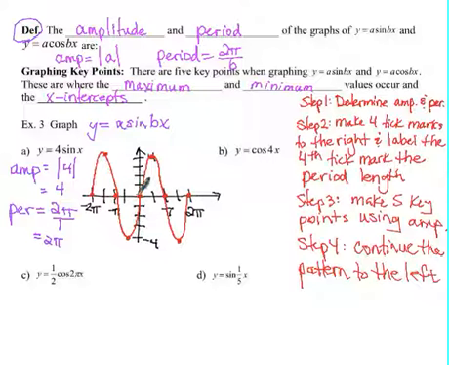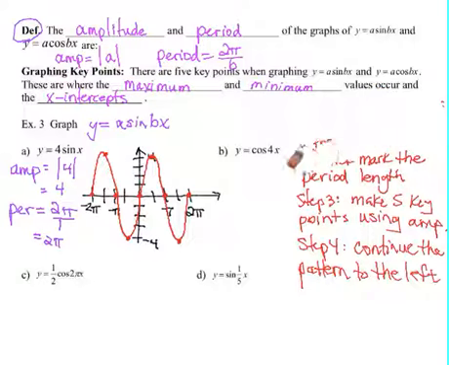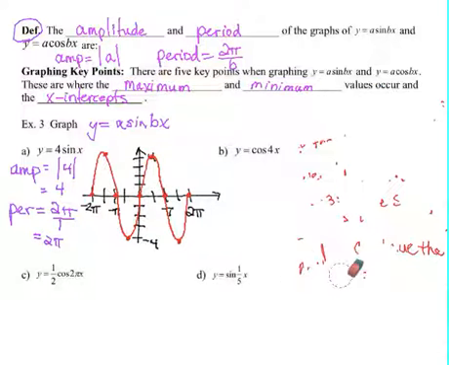Okay, so step 3, when it says make 5 key points using amplitude, you need to know where the graph starts. Sine starts at 0, cosine starts up at 1, or at the amplitude. Okay? All right, I'm going to need to erase my steps so that I can get my graph in here. But you guys have the steps there.